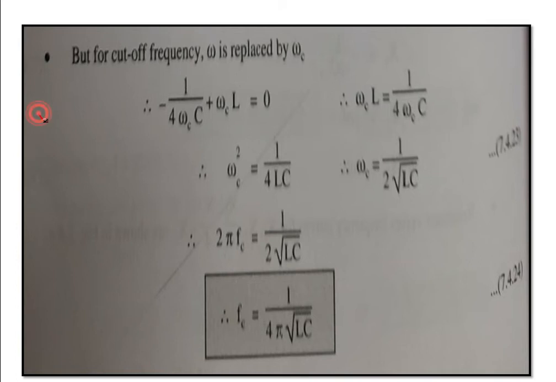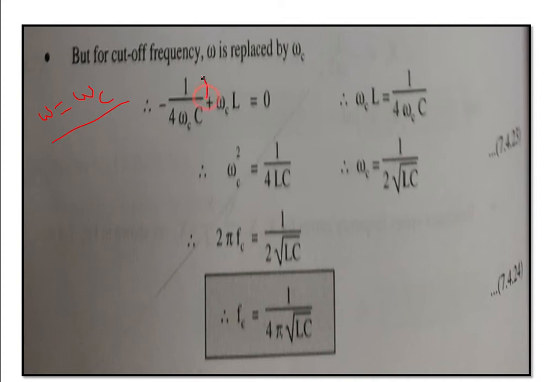Whatever in the previous equation, the omega is equal to omega c. After substituting omega equal to omega c, the equation is minus 1 upon 4 omega c plus omega c L which is equal to 0. Then one of the parameters has to be moved from the LHS to the RHS side, rearranging the equation.